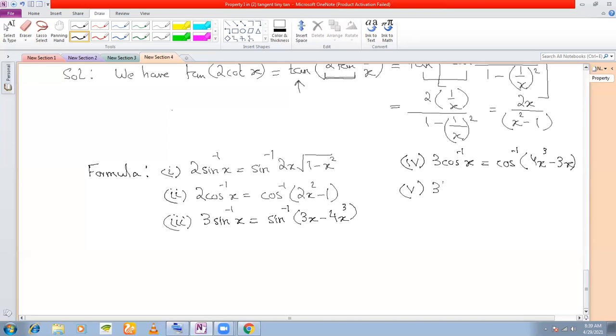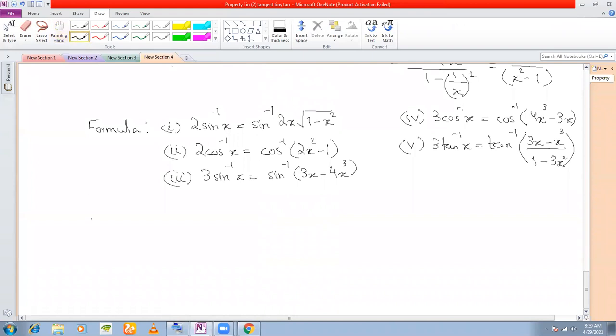3 tan inverse x is equal to which multiple angle formulas we have to use? Can you recall, just by looking at these? One minus 3x square. Let us try out the first one. Proof.